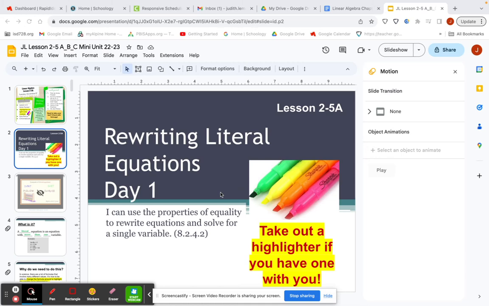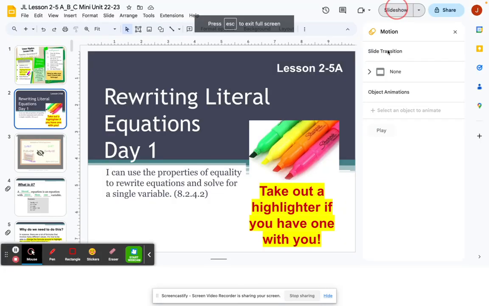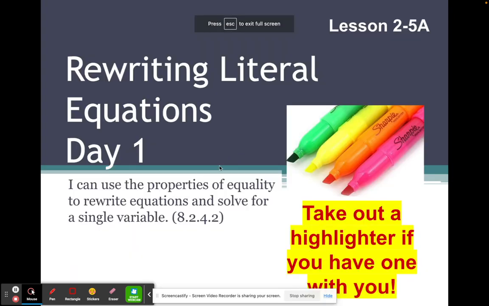Hi, today we're going to be looking at rewriting literal equations. This is something new. You probably haven't done much of this in the past. So be ready, and we're going to be doing something very useful, but probably a little bit unique. So our objective is to use the properties of equality to rewrite equations and solve for a single variable.